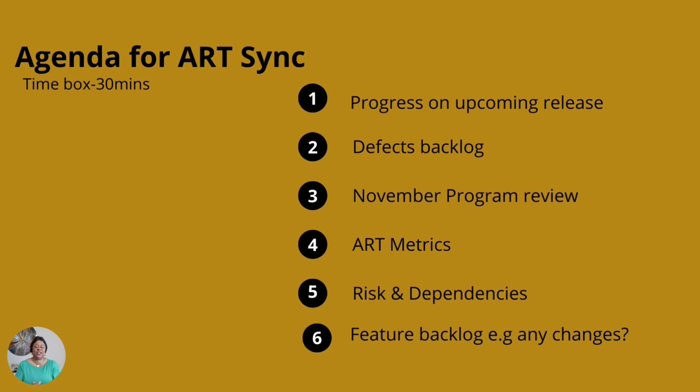Then number 6 agenda would be the feature backlog. That is, if your product manager tells you, okay, we need to change a feature, or we need to switch, or we need to remove something, you want to ask those questions. You want to know which of the features is going to be removed and which is going to be replaced.